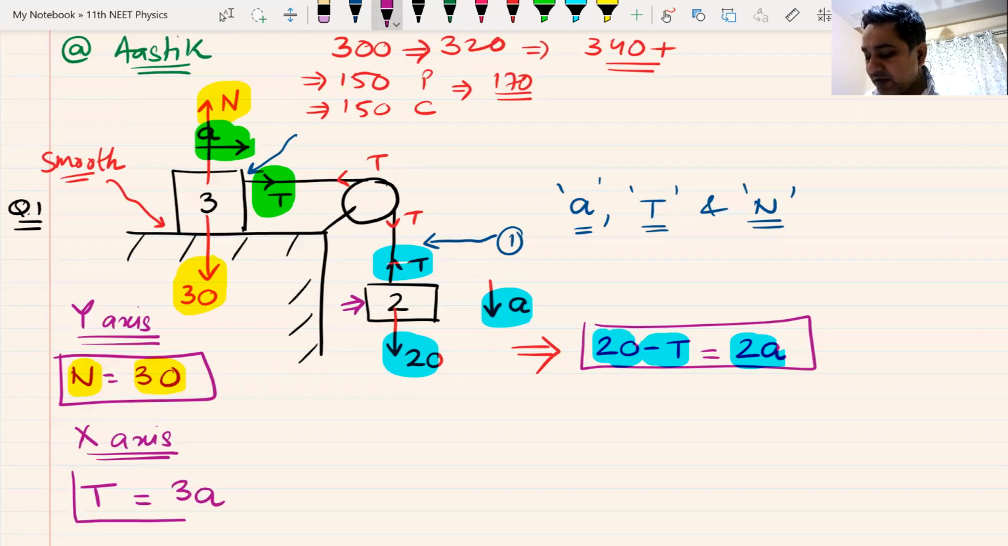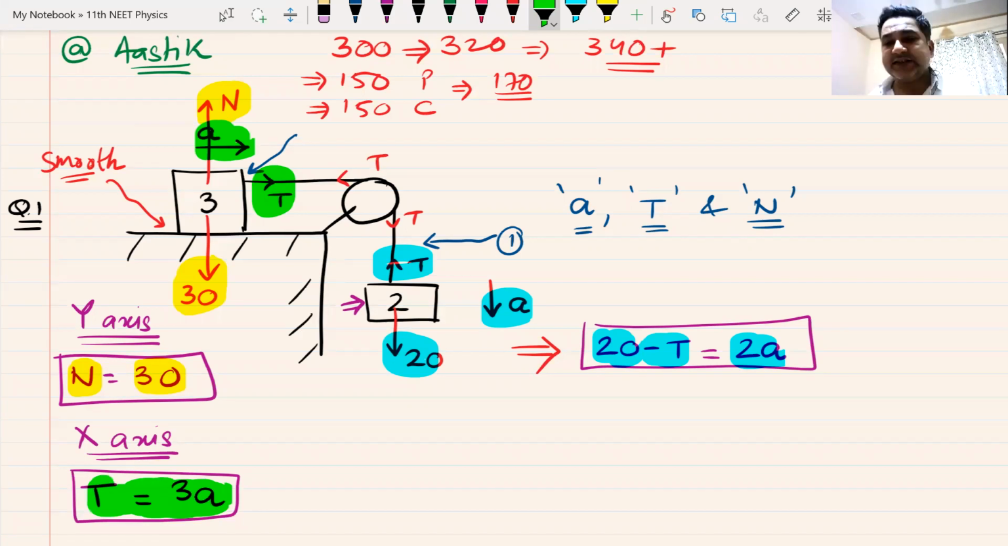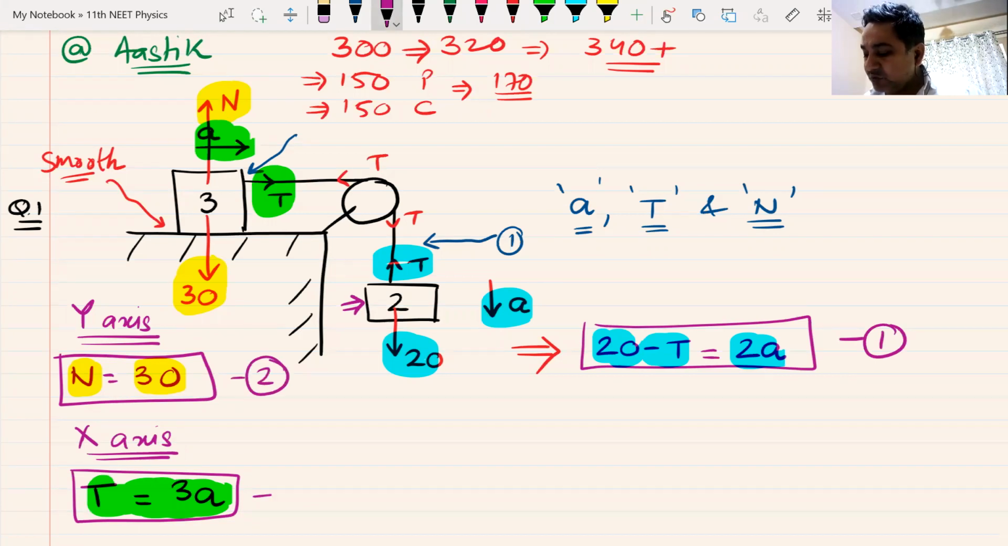Acceleration is A, 3A. This becomes my equation along the x-axis for the 3 kg block. Do we all understand this? I can call this equation number 1, this equation number 2, and this equation number 3.